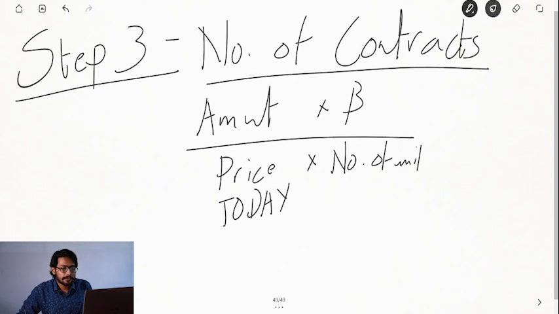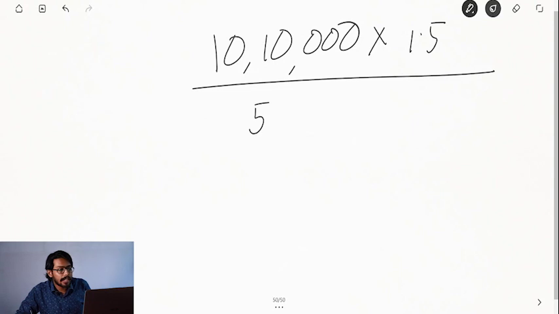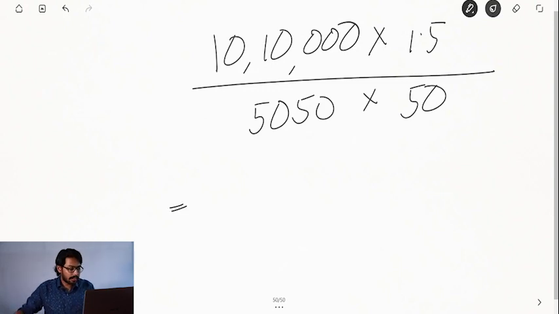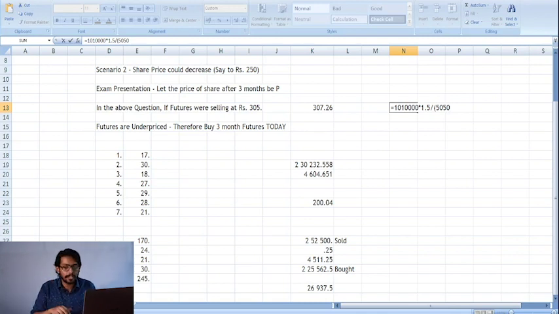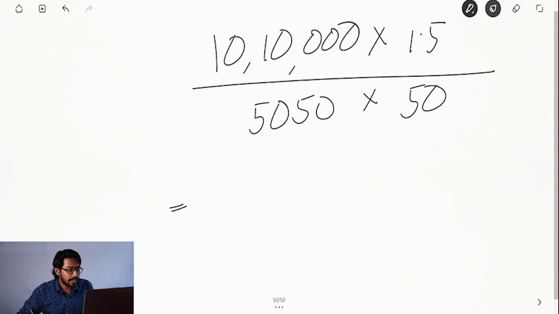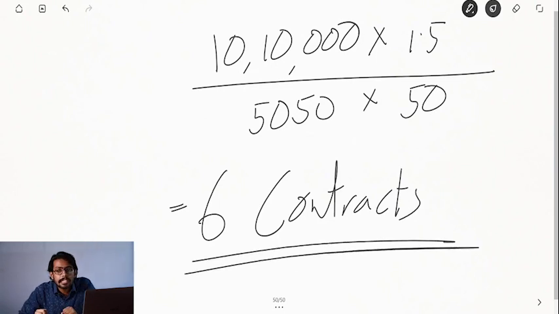Amount to be hedged is rupees 10,10,000 into beta 1.5, divided by price of futures today, 5050, into number of units per contract, 50. Let's work it out. Price of futures today, when you entered into the contract and started hedging, was 5050 into 50. You get 6 contracts. You need a total of 6 contracts.